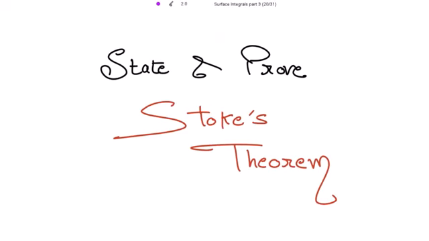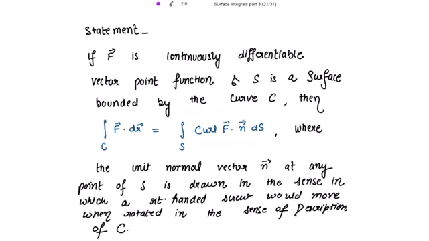Stokes theorem, very important. The statement is: if F vector is a continuously differentiable vector point function and S is a surface bounded by the curve C, then this line integral is equal to this surface integral, where the unit normal vector n at any point of S is drawn in the sense in which a right-handed screw would move when rotated in the sense of description of C, right?